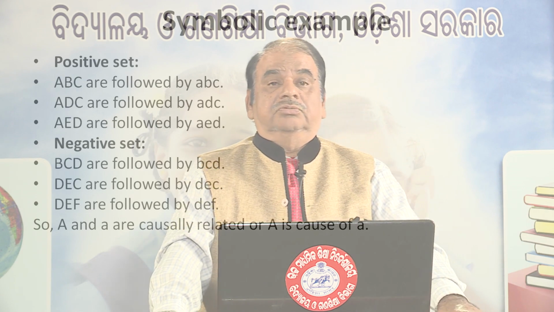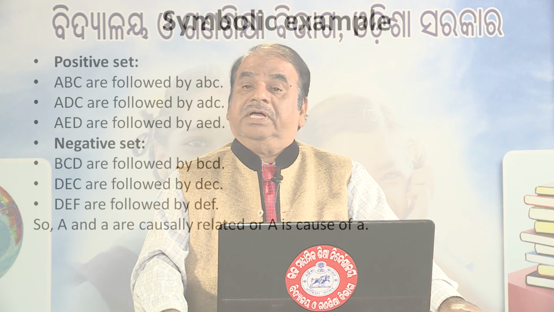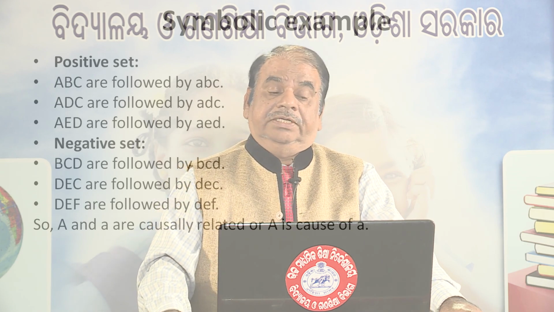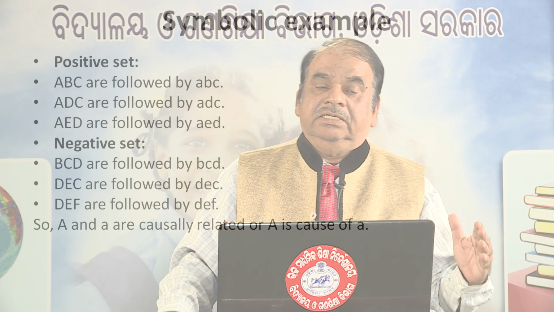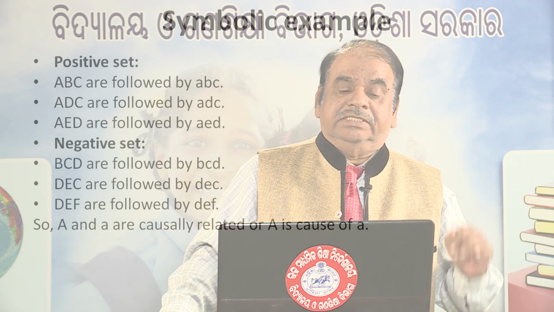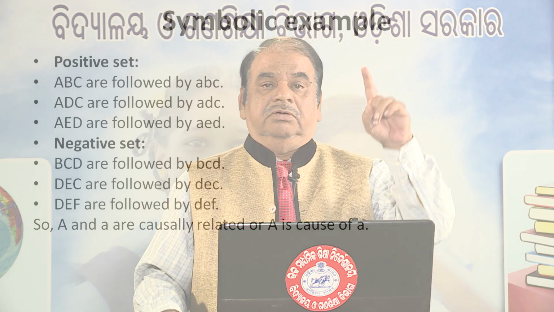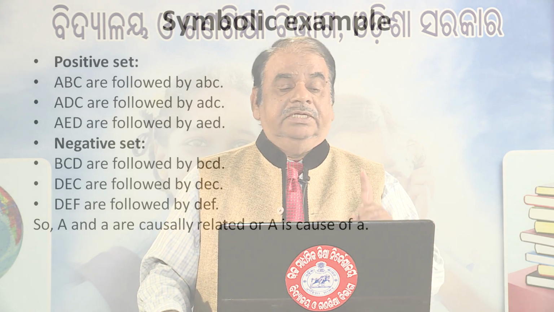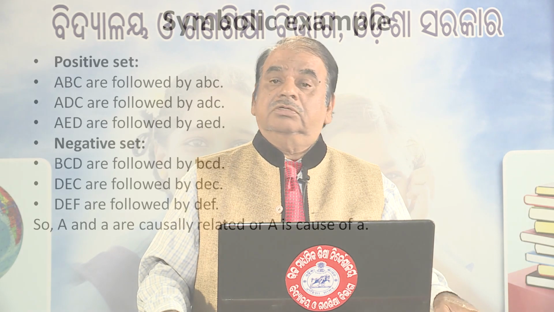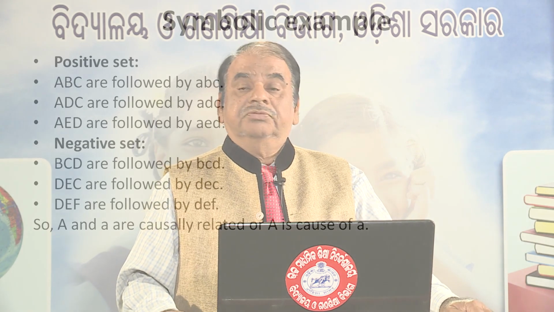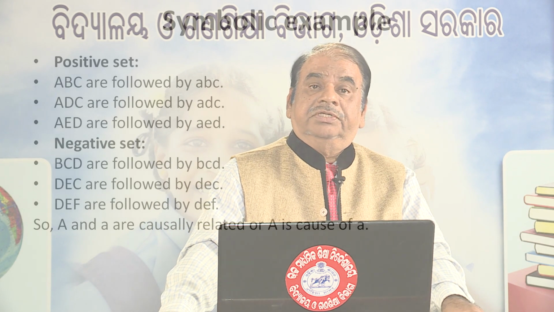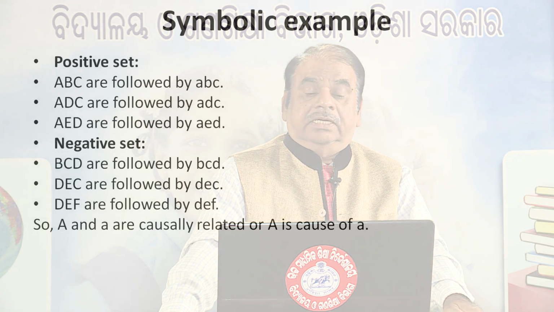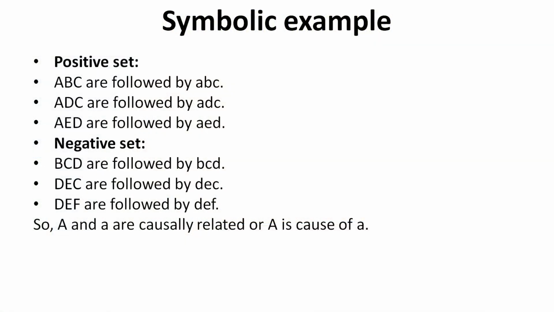In the negative shade, we do not find A: BCD followed by bcd, DEC followed by dec, DEF followed by def. Now, by taking into account both the positive set as well as the negative set, in the positive set in all the cases A is followed by small a, and in the negative set A is absent, therefore small a is also absent. We can find the causal relationship between capital A and small a by saying that A and a are causally related, or A is the cause of a.